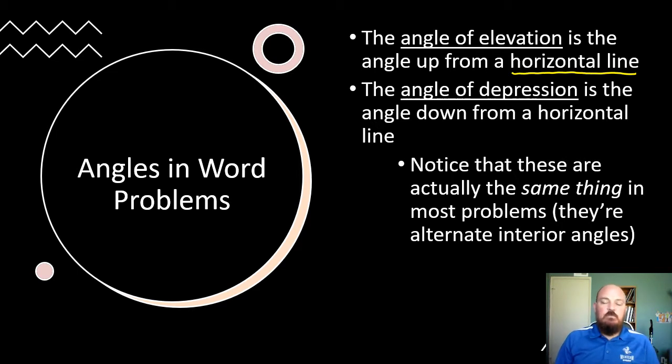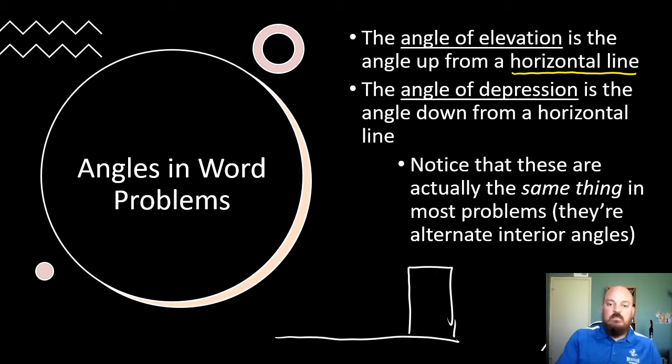And I want you guys to notice, based on something you learned back in Math 4, these are actually the same thing. They are what you learned were called alternate interior angles. So let's say I had some sort of picture. I'm not even going to make it very specific. Let's say there's something up here and something over here, and there's some sort of connection from the point on the ground to the top of that building or whatever it is. If I ask you to measure the angle of elevation from the bottom, that would be this angle theta right here.